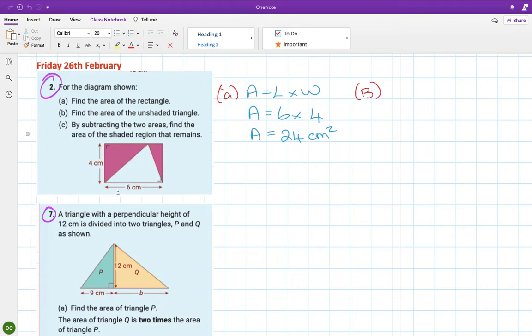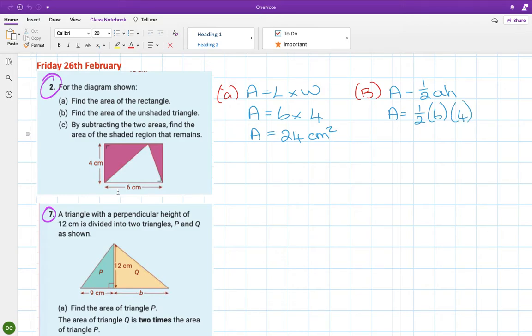Find the area of the unshaded triangle. Okay, so area of a triangle in the table book is half AH. A is the base, and the base of the triangle is 6. And H is the perpendicular height, which means it's the distance from the base of the triangle to the highest point of the triangle in a straight line. And that distance is 4, okay?